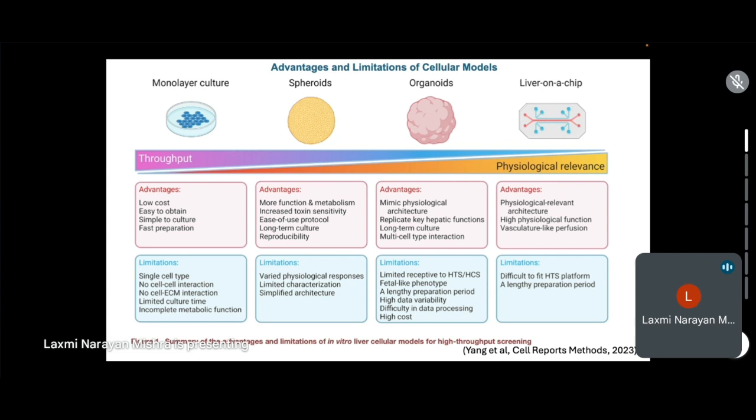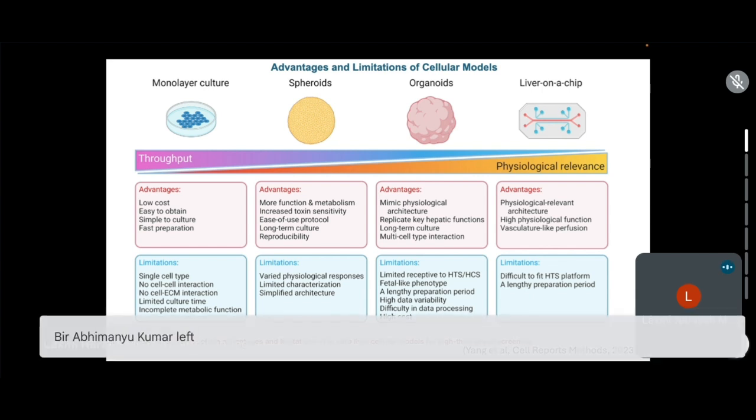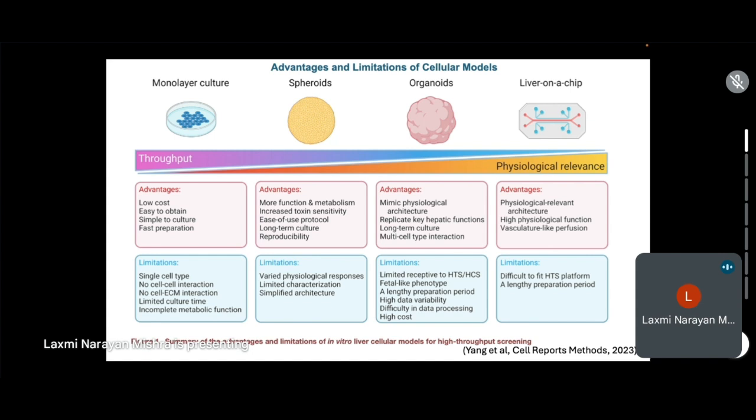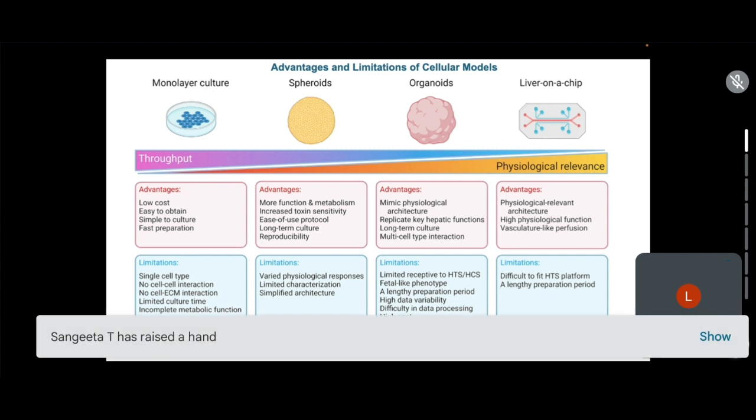For spheroids and organoids, most of them mimic physiological architecture. Organoids are much better in terms of mimicking physiological architecture. They replicate cellular functions, they can be grown long term in culture, and they also have multi-cell type interaction. We also have organ on chip. Here is an example of a liver on a chip, which I discussed already in a previous slide.